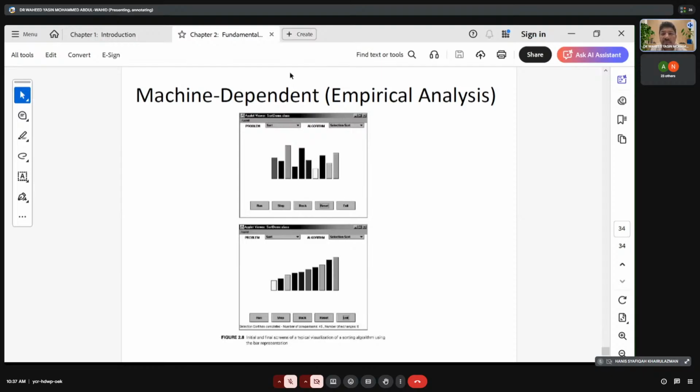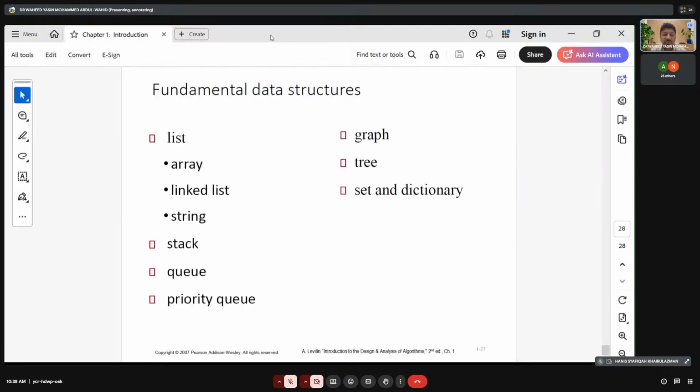Machine dependent empirical analysis. Here we have the algorithm, machine dependent, and here the initial and final screen of a typical visualization of a sorting algorithm using the bar representation. This is the algorithm for empirical analysis. Okay, this is chapter 2. We go to chapter 3.